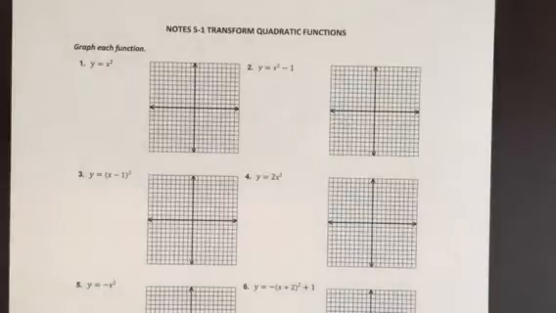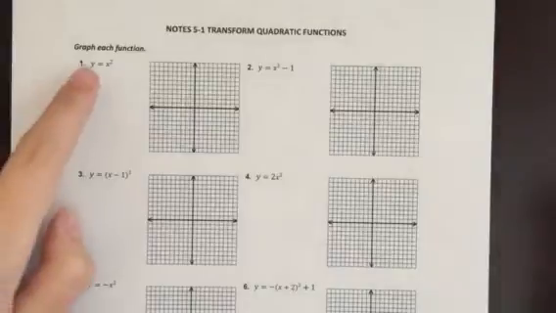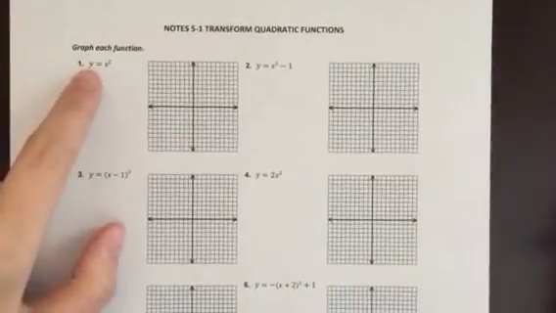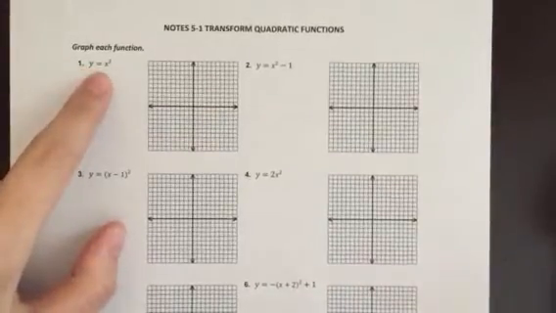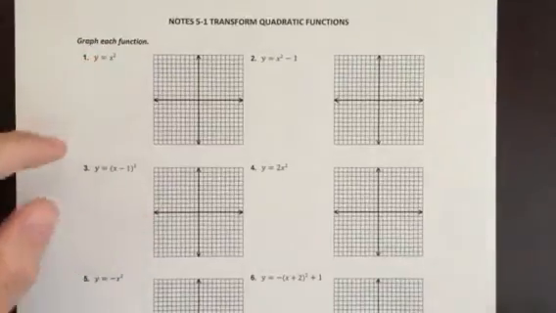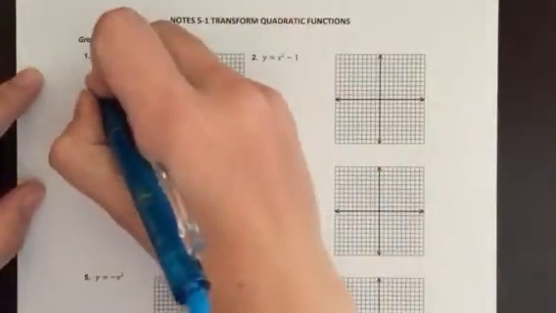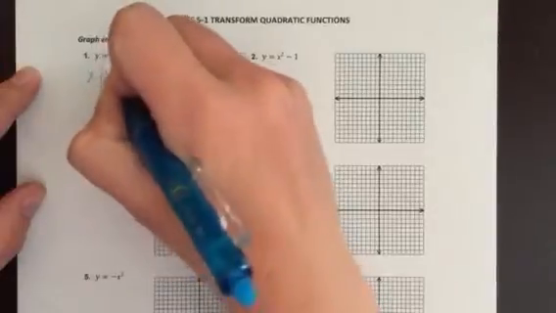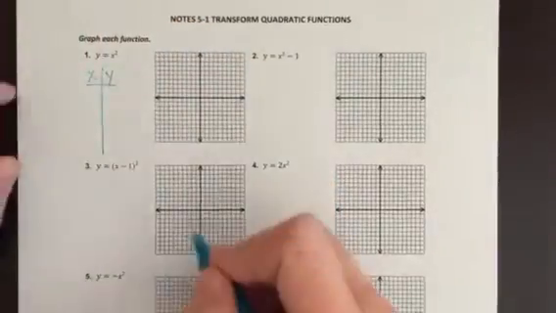Today we're looking at notes 5-1, transform quadratic functions. So this function, the quadratic parent function, should be very familiar to you because we've talked about it in Algebra 1. The coordinates that you need to memorize for this parent function are as follows.